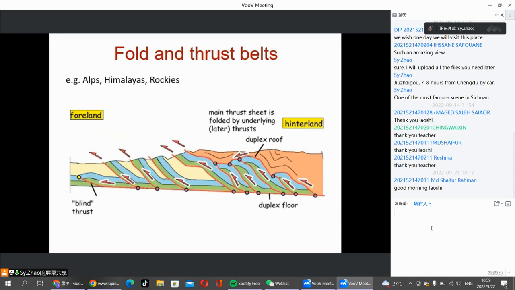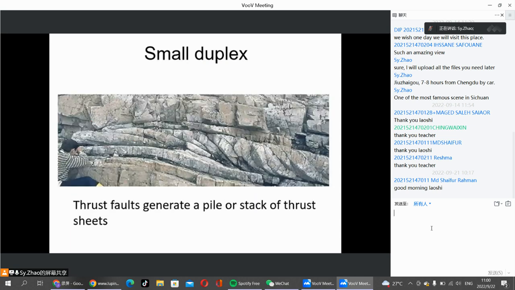And in nature, especially in actively tectonic mountainous areas, the fault orientation could be very complicated, like this, such as the duplex in the thrust belts in the Alps in Europe, Himalaya in Asia, and Rockies in North America. This is a field outcrop of duplex faults, which are formed within thrust faults and generate a pile or stack of thrust sheets.